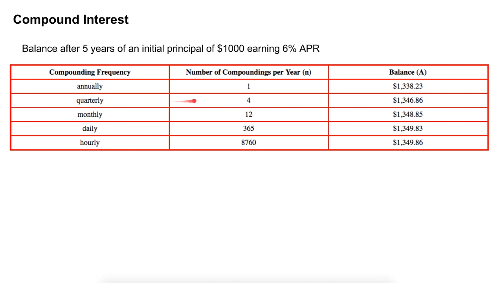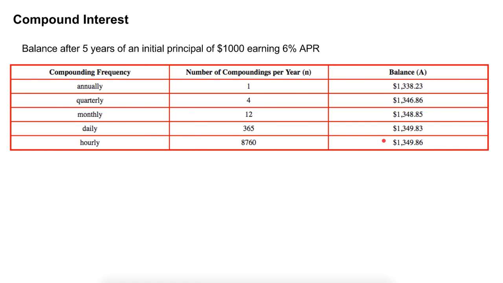But if we compound that interest 4 times per year, in other words, after 3 months, we get a quarter of our APR, which is 1.5%, and then after another 3 months, we get another 1.5% interest on our new balance, and we keep doing that every 3 months. We earn 1.5%. That would get us, at the end of 5 years, $1,346.86. If we did this monthly, this would be our amount after 5 years. Daily, this would be our amount after 5 years. Hourly, this would be the amount after 5 years.